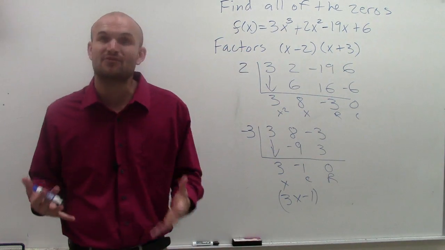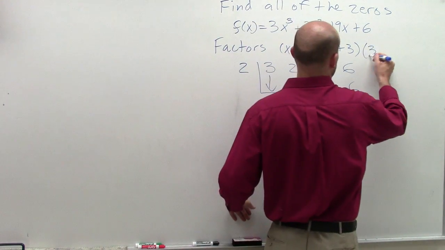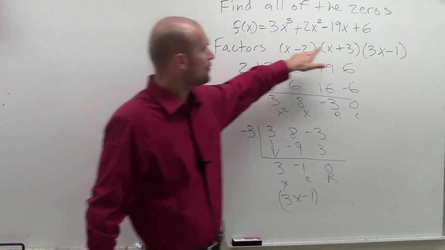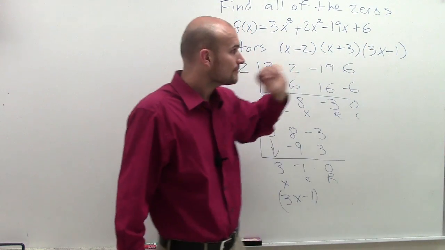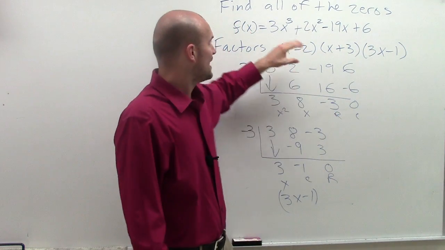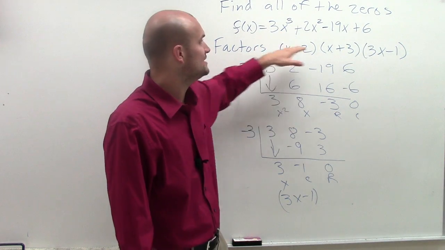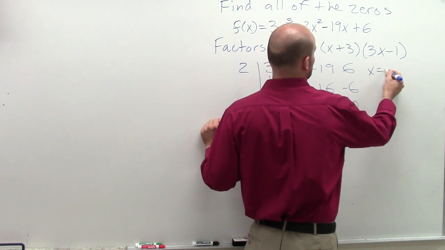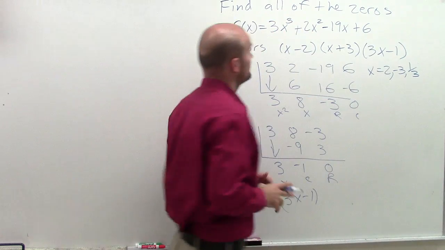However, I'm not asking for what the factors are. I'm asking for what all the zeros are. But my factors are x minus 2, x plus 3, and 3x minus 1. Now remember, all three of these factors multiply to give me this polynomial. So to find the zeros, I set this product equal to 0, and I can now set each one of these equal to 0. Therefore, my zeros are x equals 2, negative 3, and 1/3.